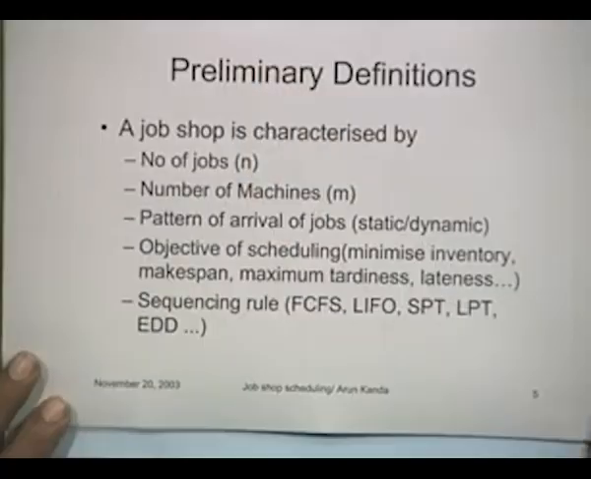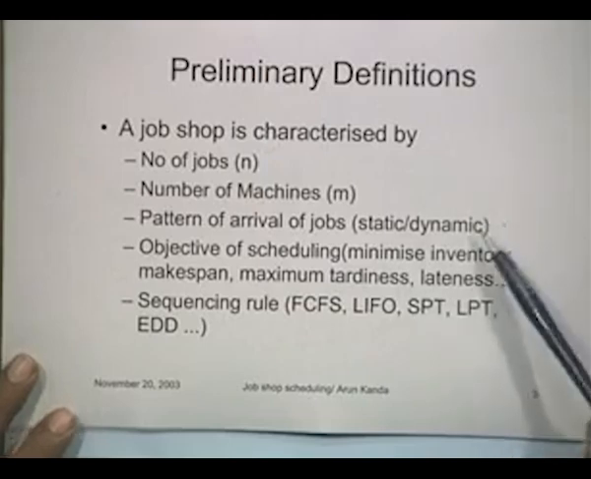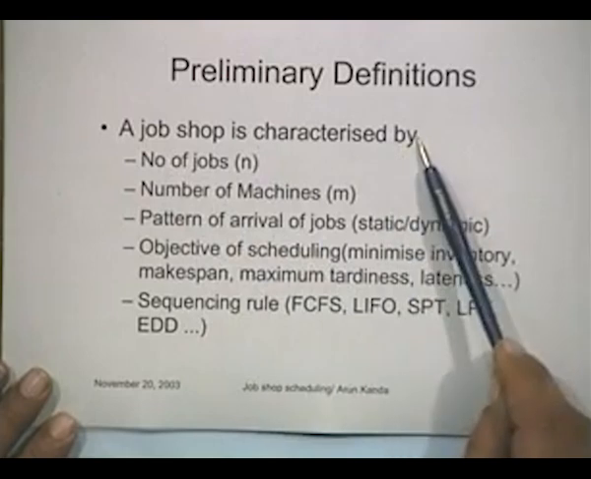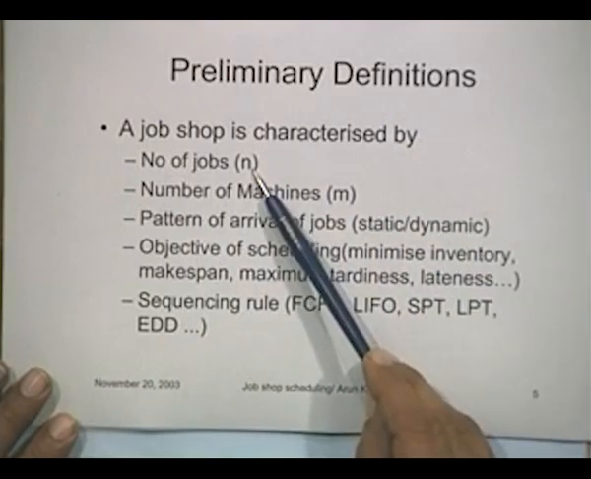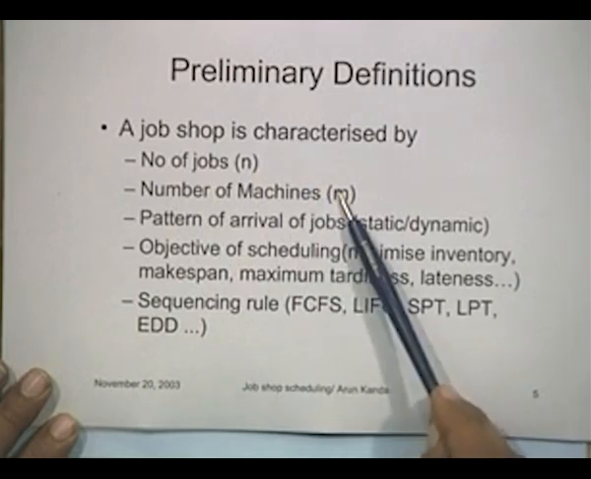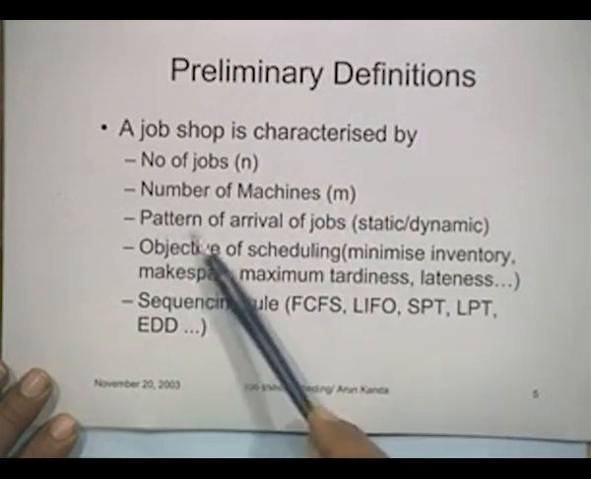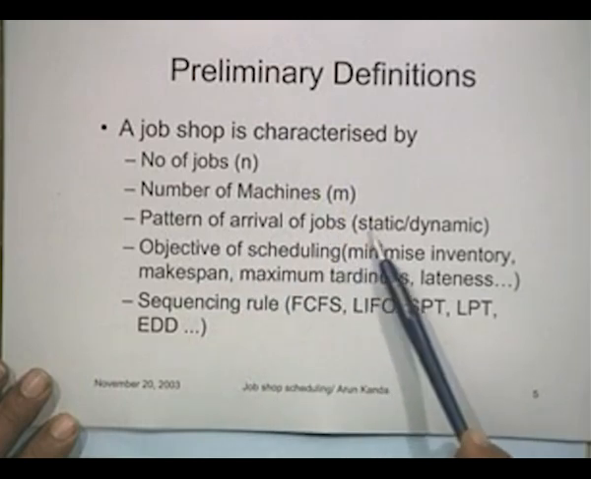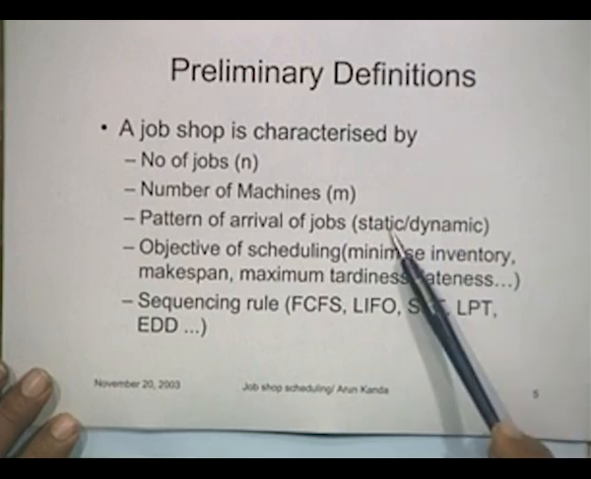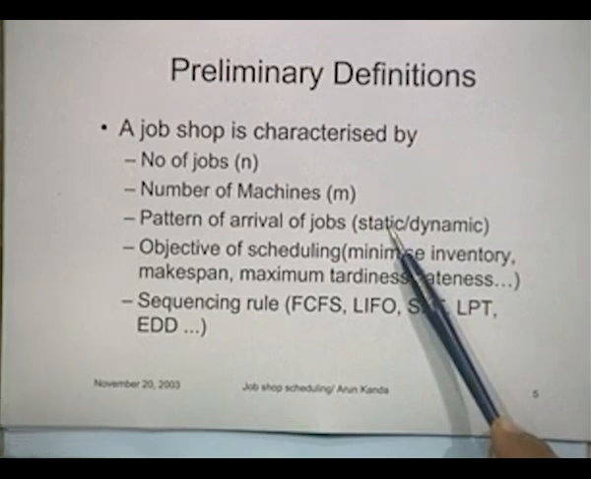Some definitions are in order here. How do you characterize a job shop? A job shop is characterized by the number of jobs, that's one thing, and the number of machines, M, which is the second thing. Then you can talk about the pattern of arrival of jobs. Is it a static job shop or is it a dynamic job shop? The difference is that in a static job shop, all the jobs are actually available at time 0, and you know the situation, and no further jobs will arrive till you have solved the problem.